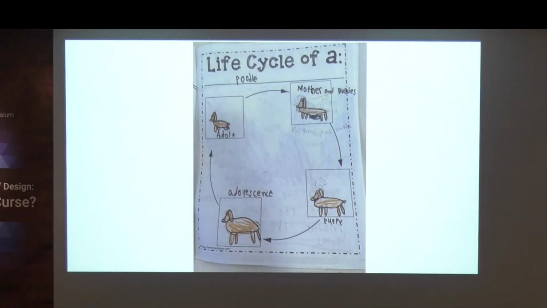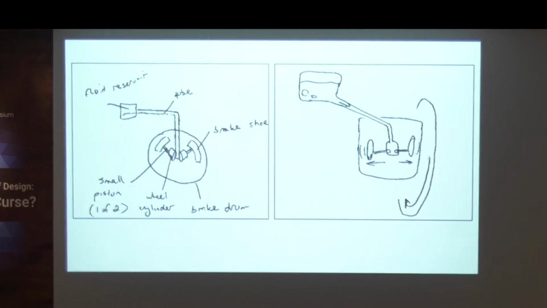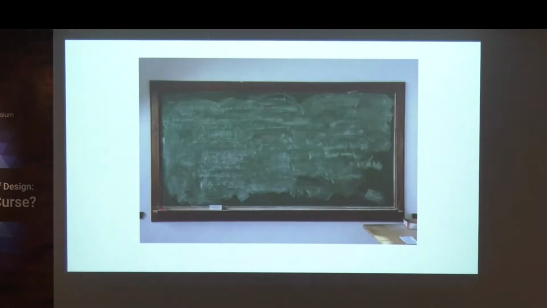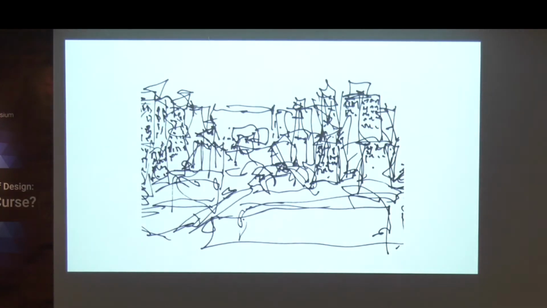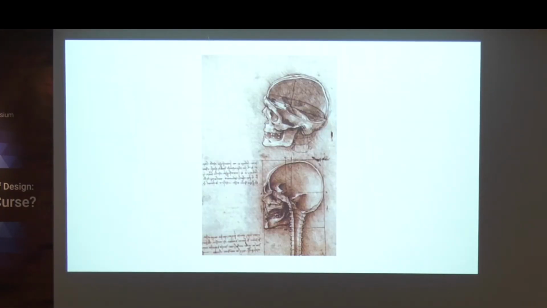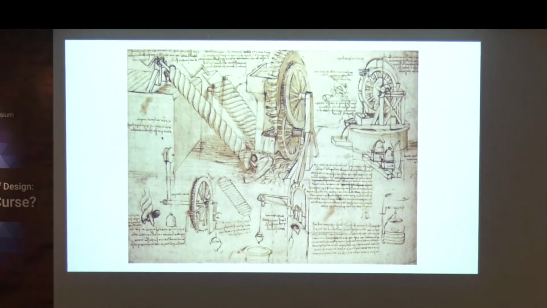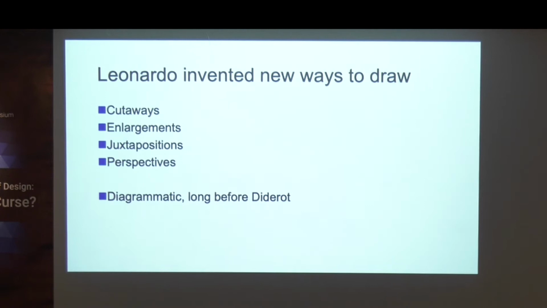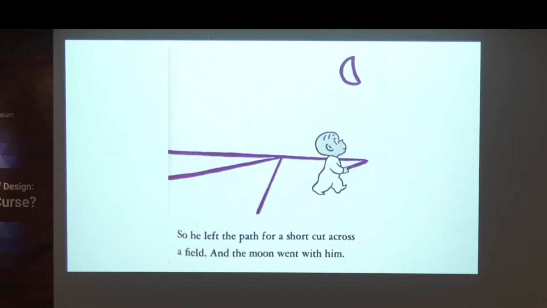This is thinking. Thinking, thinking, thinking. This is Da Vinci, you'll recognize him, and he invented many new ways of thinking, many new ways to use drawings to think: cutaways, enlargements, juxtapositions, perspectives. They were hidden in his notebook, and people reinvented them much later.